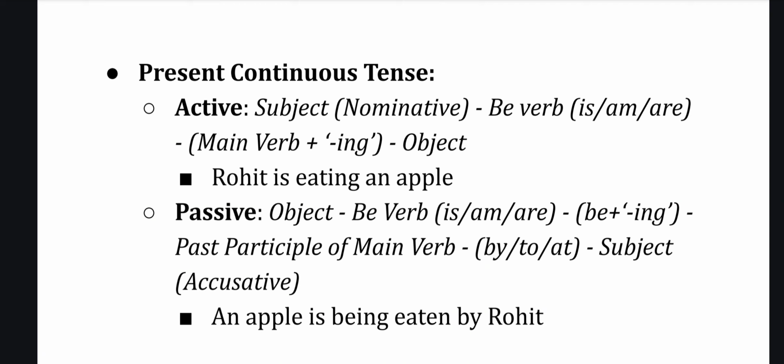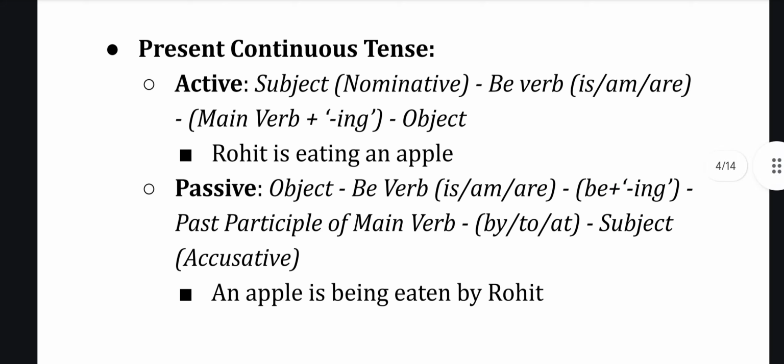In this slide, you can look at the sentence first, then you will be able to understand the syntax properly. Here, I just changed a simple thing. I just put a be verb after the subject, then I added ing with the main verb. So it became Rohit is eating an apple. Okay. So here the main verb is eating, or eat, which is preceded by a be verb, is, according to the subject Rohit, and the object comes at the end for the active mode.